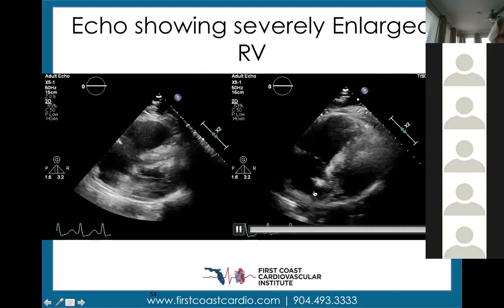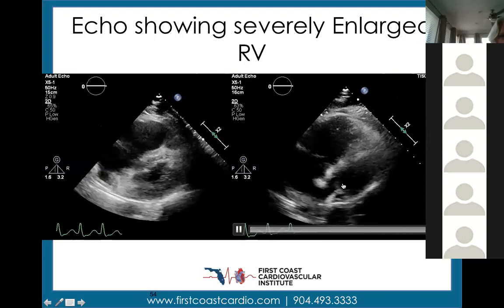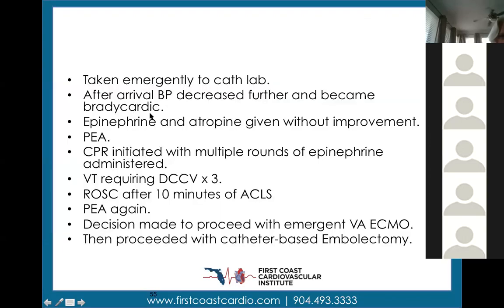On the echocardiogram, the RV is dilated. The left ventricle is small and compressed. So the patient was taken emergently to the cath lab. On arrival, she deteriorates even more, goes into PEA, resuscitated, VT, shocked. We eventually obtained ROSC. This was a very big lady in the cath lab. Eventually, we decided to proceed with emergent VA ECMO, and then subsequently after that to go with thrombectomy.